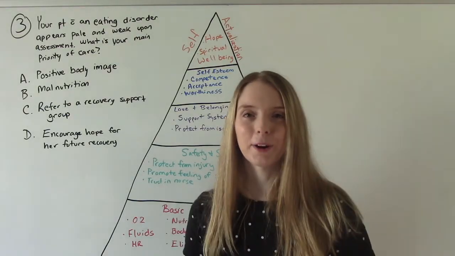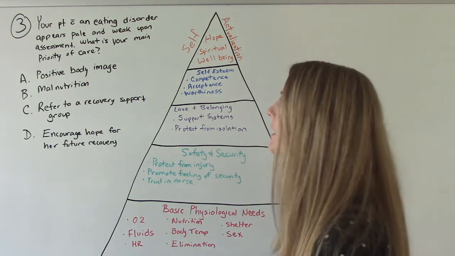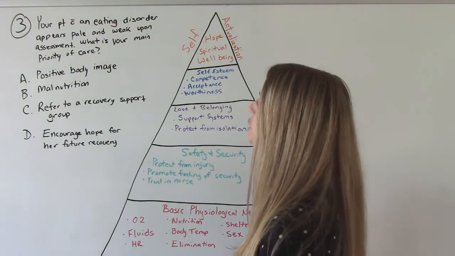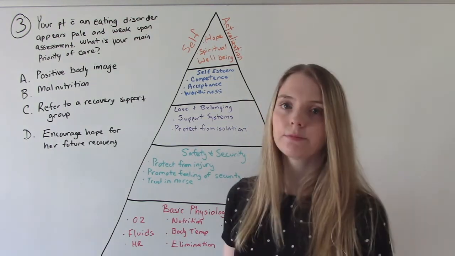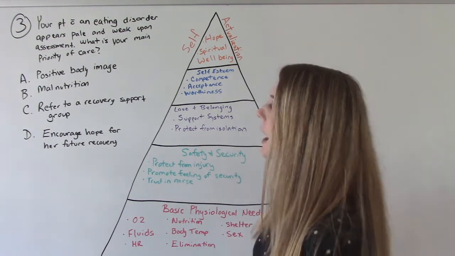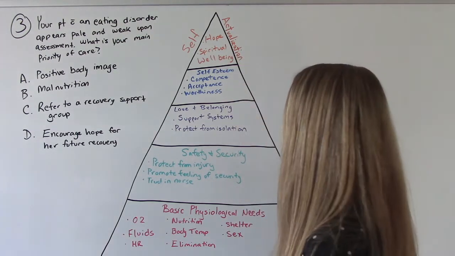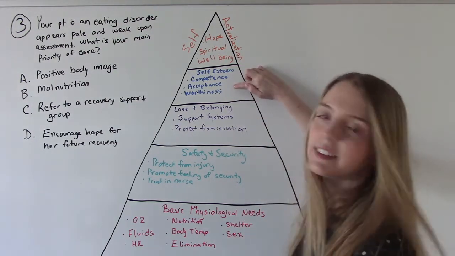Okay, one more. Your patient with an eating disorder appears pale and weak upon assessment. What is your main priority of care? A is a positive body image. Yes, we want to encourage that. Where is that on our hierarchy? That's here with self-esteem. All right.